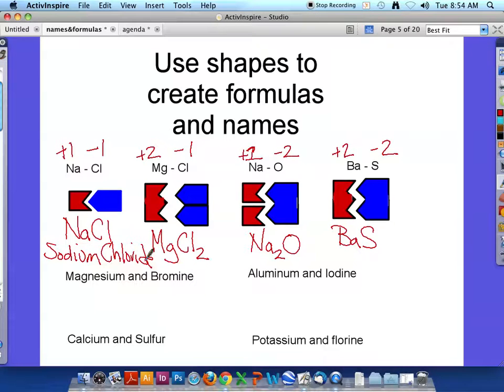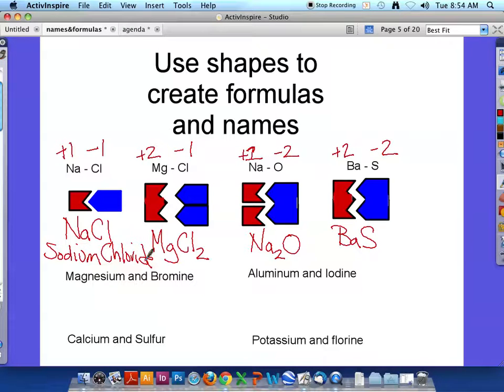Barium. Barium sulfide. Sulfide. Okay. Now, when you move down into no symbols, you have to look up what magnesium is and what bromine is before you can write down their formulas.